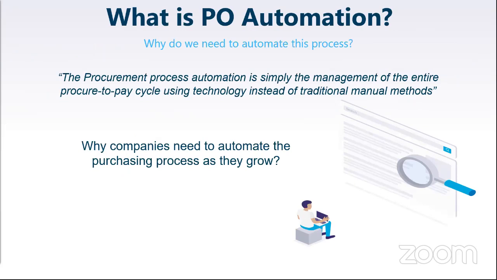So what is purchase order automation, and why do we need to automate this process? So I put a little quote on here. The procurement process automation is simply the management of the entire procure to pay cycle using technology instead of traditional manual methods. So what this means is that everything from raising a purchase order, getting the purchase order approved if you have different people doing different roles, sending that purchase order out, receiving the order, and verifying the order, plus also getting the bill and the finance team to pay for it. So it's about keeping everyone in the loop, and just removing those manual methods.